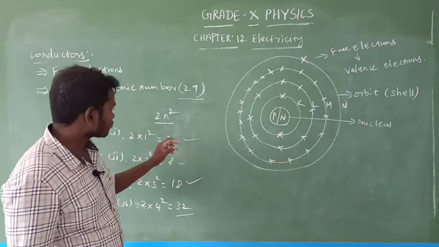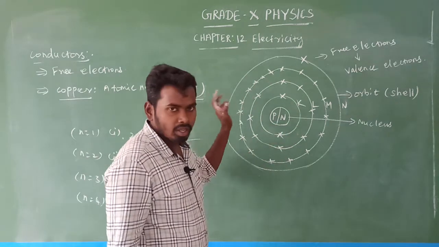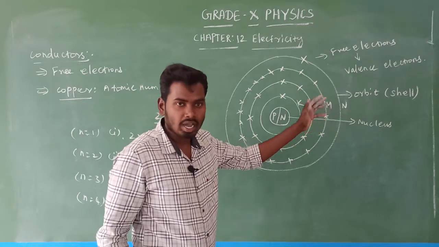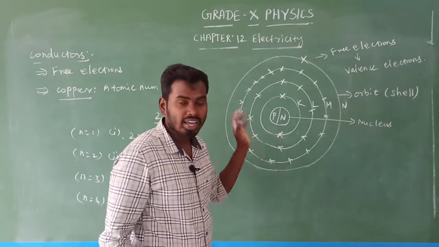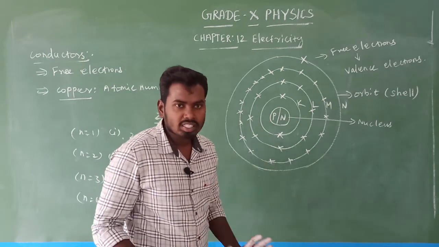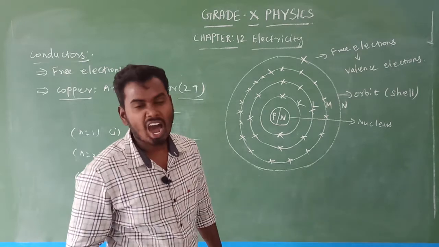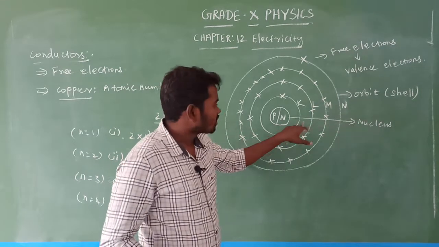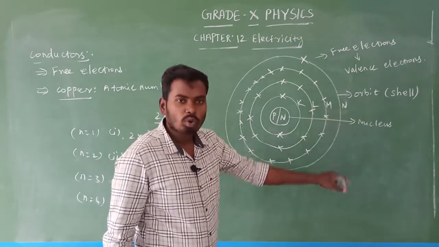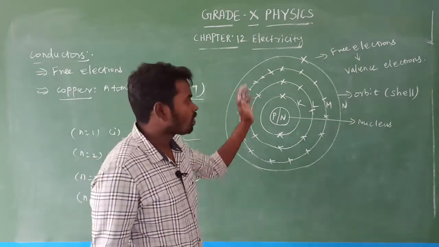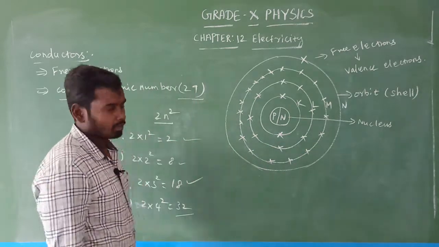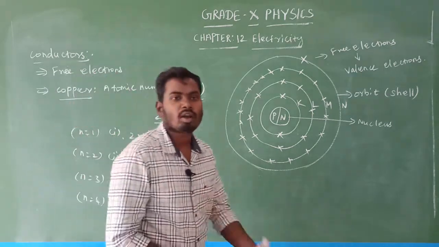Look at here. This is the copper atomic structure. The protons and neutrons are held firmly at the nucleus, and electrons are continuously revolving. This electron revolving path around the nucleus is called orbit, or otherwise we can say cell. The first one is the K cell, second is the L cell, third is the M cell, and fourth is the N cell. The fourth one is the outermost orbit. So already we know electrons are continuously revolving around the nucleus.